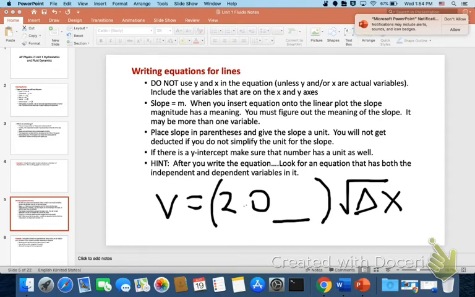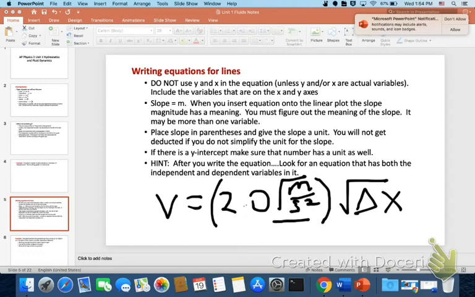Okay, if we start simplifying all of that, we can actually get to the point where we end up with a unit that is square root of meter per second squared. So that's what we would place inside the parentheses, and that would end up being the equation for the line.